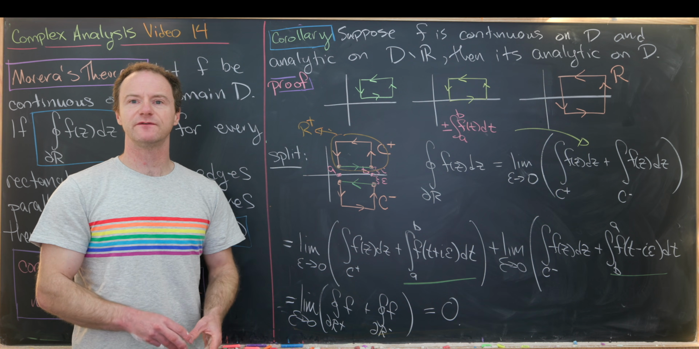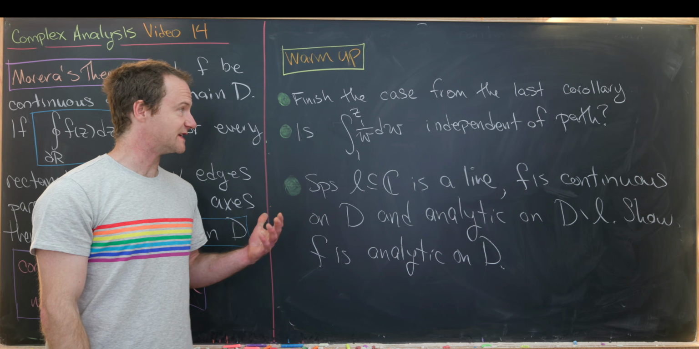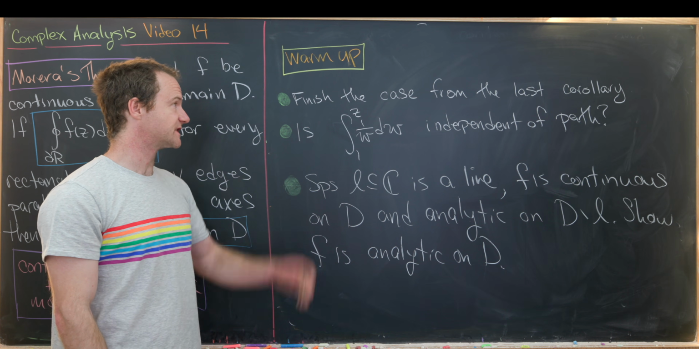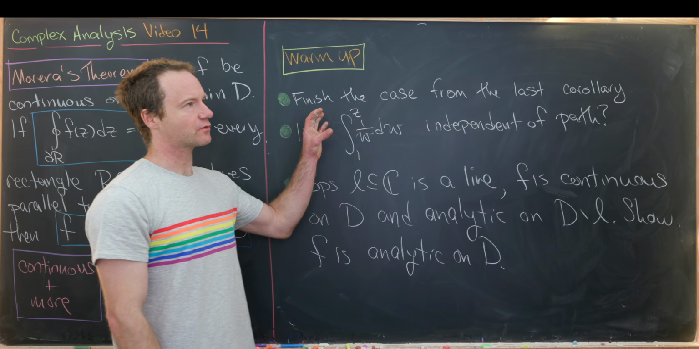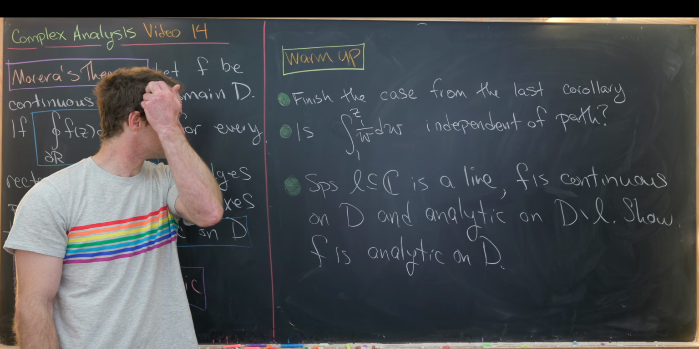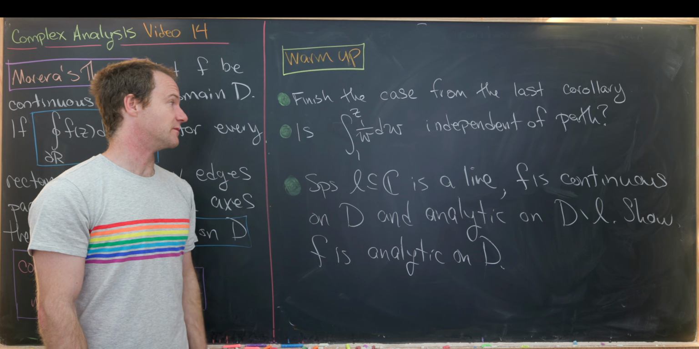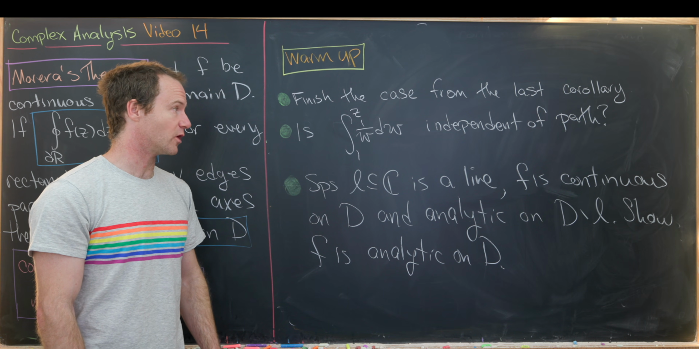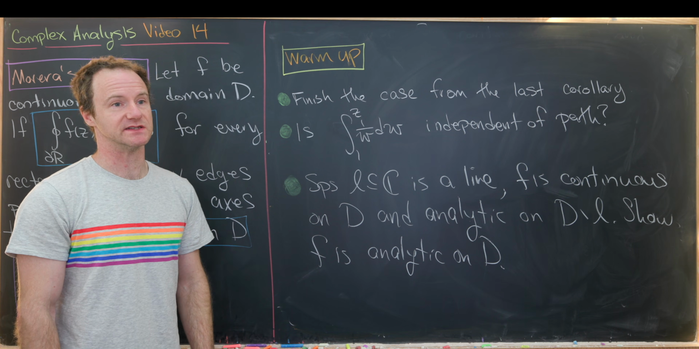Okay, so now I'll leave you with a couple of warm-up problems. So here are 3 warm-up problems based on what we did today. The first is to finish the case in the last corollary that we didn't prove. So recall that that was a rectangle that just touched the real axis. The next one is deciding whether or not the integral from 1 to z of 1 over w dw is independent of the path from 1 to z.